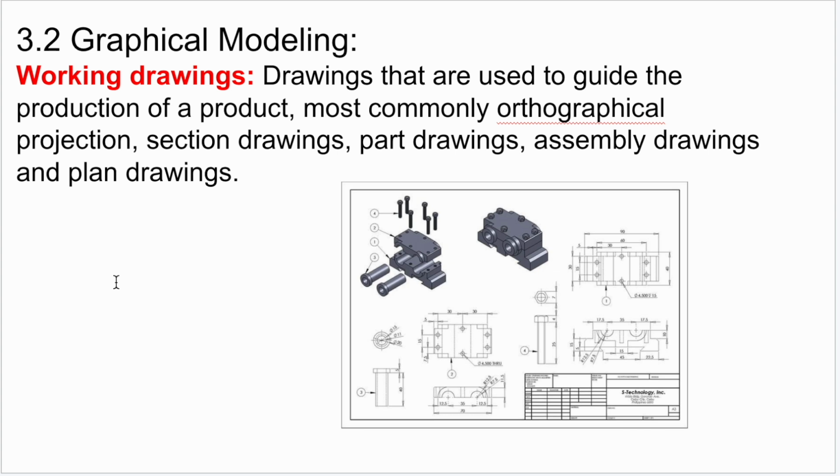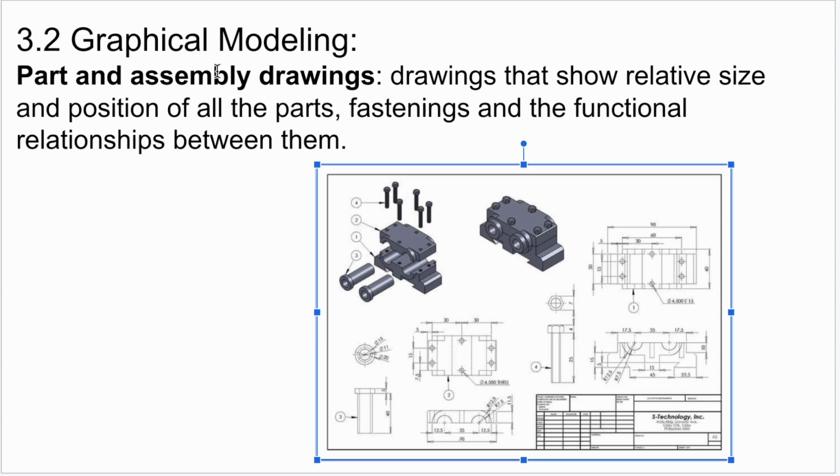We have working drawings. So working drawings are used to guide production of a product, most commonly orthographical projections, section drawings, part drawings, assembly drawings, and plan drawings. So this right here in total is a plan drawing, and it's composed of orthographic, and it's got also different sectional drawings, part drawings, assembly drawings. So let's talk about part and assembly drawings. Part and assembly drawings are drawings that show the relative size and position of all the parts, fastenings, and functional relationships between them. Okay, so this is a part and assembly drawing right here. And it's got some different aspects to it.